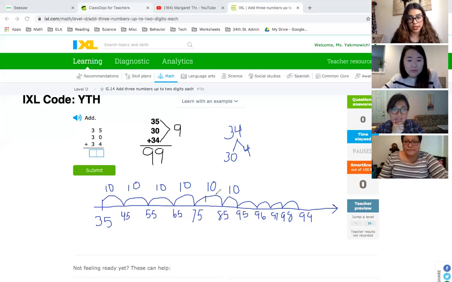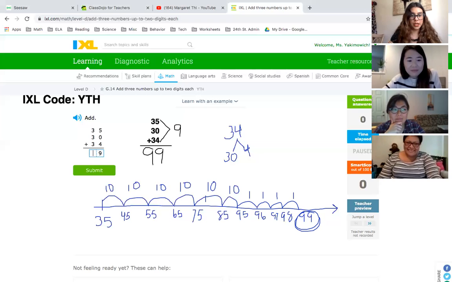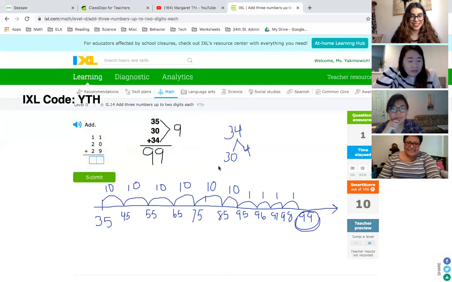So 10, 10, 10, 30. And then from here, you added those 4 jumps. So you jumped 1 time, those mini jumps, 1, 2, 3, 4. And then you got the answer, 99. Beautiful job. So here on our screen, it would be 9 and 9 tens, and then we submit it, and fantastic.